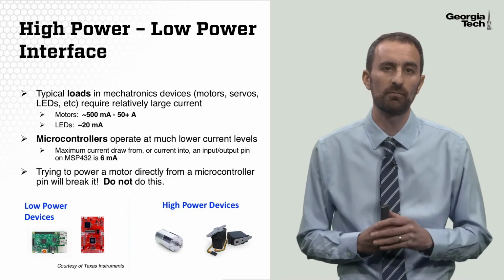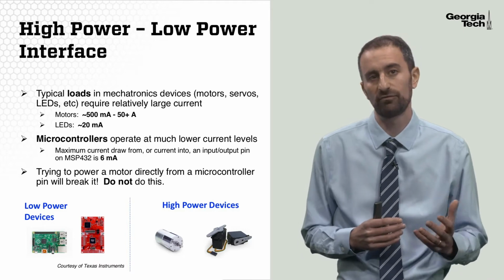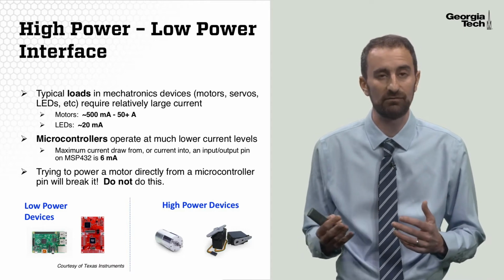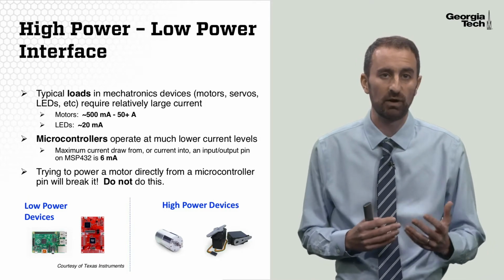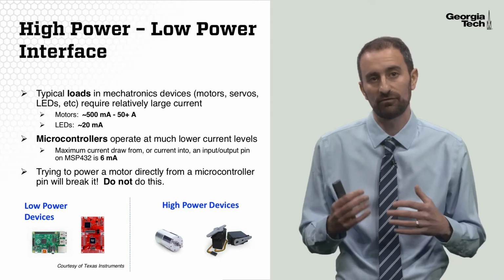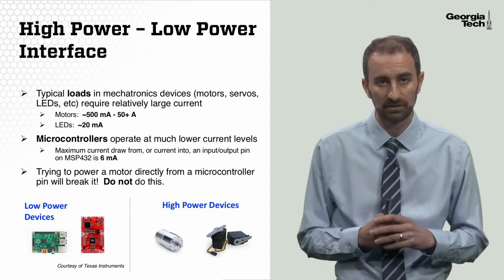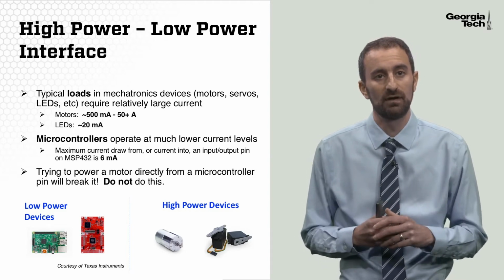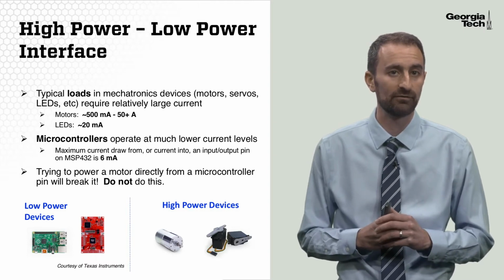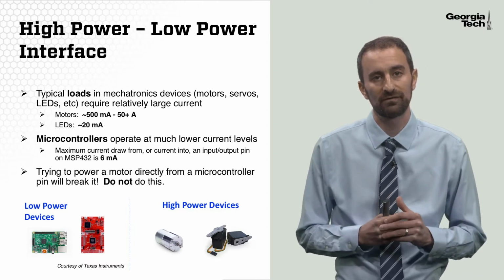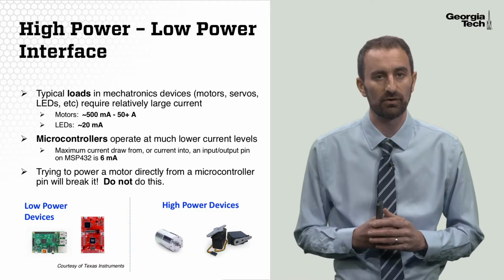For instance, a motor may draw somewhere between hundreds of milliamps all the way to maybe 50 amps or more. An LED may draw 20 milliamps, 30 milliamps, something in that range. Now, those current levels are much higher than microcontrollers typically operate at. So typically, a microcontroller is going to operate at a much lower current level.